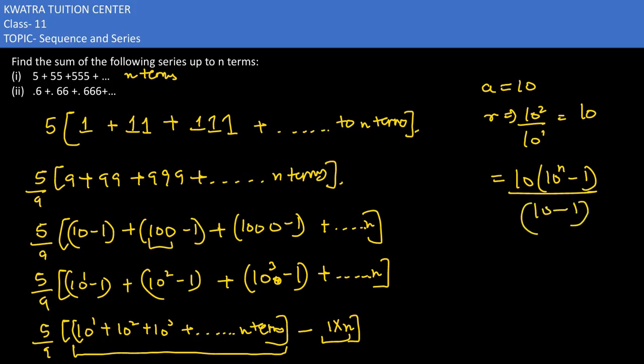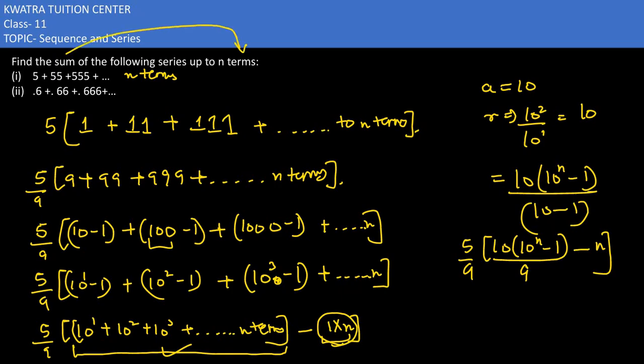ये क्या बना है हमारा? Sum for this value. So here in this case I would have 5 by 9. Sum की value लिखोगे यहाँ पे. That's 10, 10 to the power n minus 1, 9 below it, and then put minus n, क्योंकि 1 into n would be n in this case. And yes, the resultant would be in terms of n, क्योंकि उन्होंने हमें क्या बोला था find out करने के लिए? I need to find it for n terms in this case.